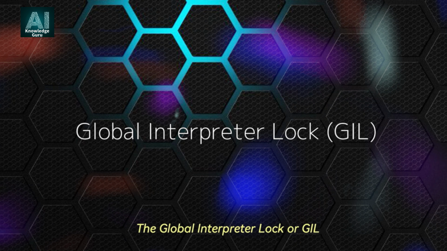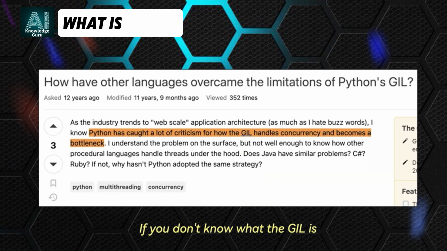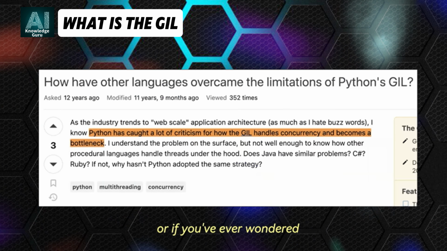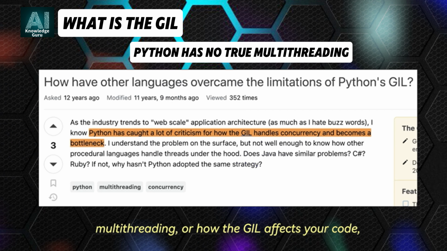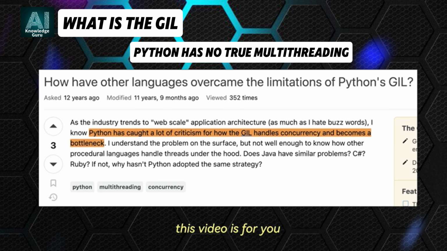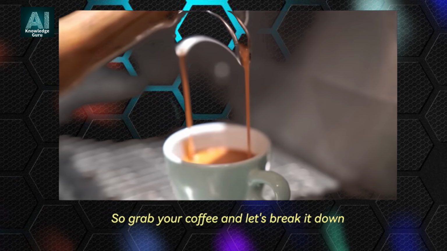A global interpreter lock, or GIL. If you don't know what the GIL is, or if you've ever wondered why Python struggles so much with true multi-threading, or how the GIL affects your code, this video is for you. So grab your coffee and let's break it down.